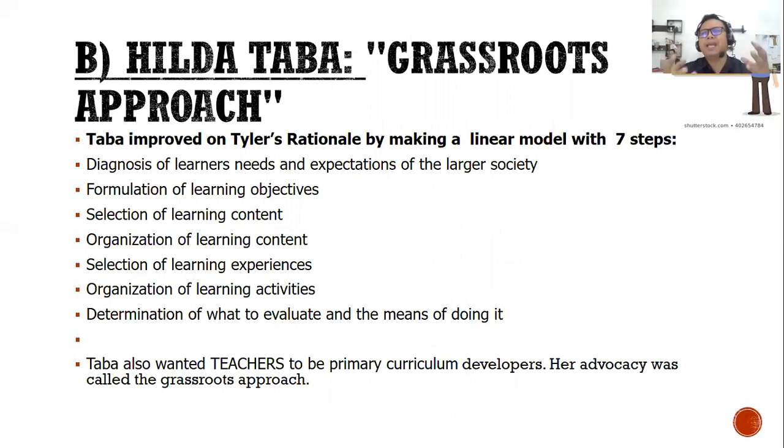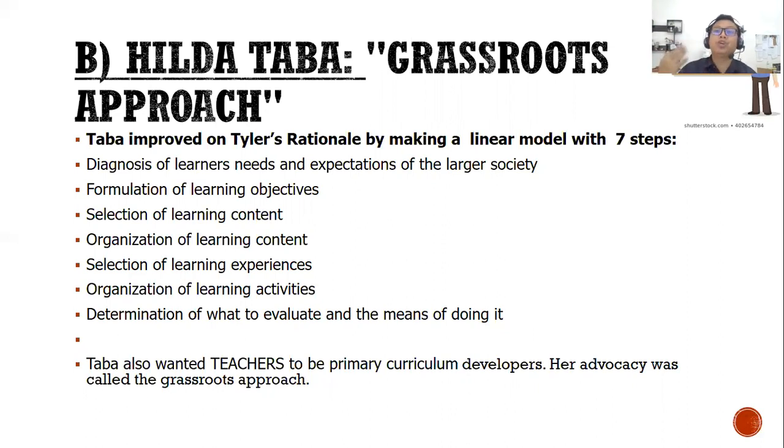Anong grassroots man? It comes from the pinakaubos. And she improved Tyler's rationale by making a linear model with 7 steps. And one of which is the diagnosis of learners' needs and expectations of the larger society. Simply saying, we go with the diagnostic exam.